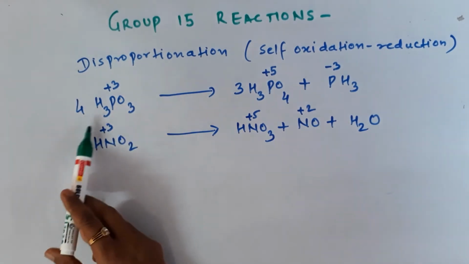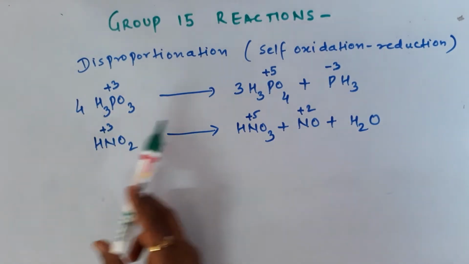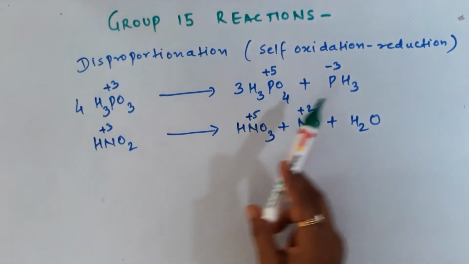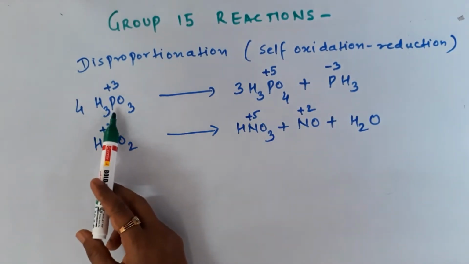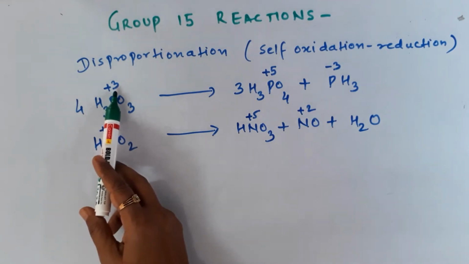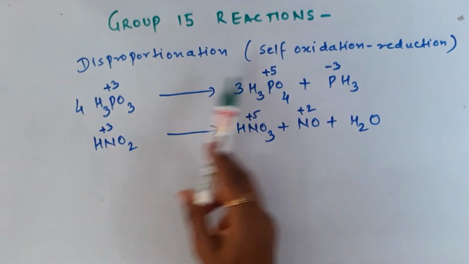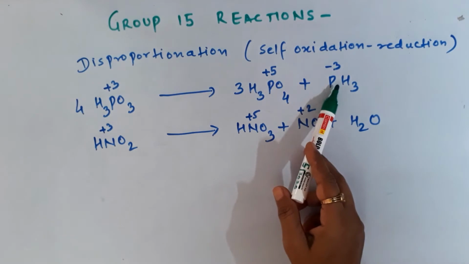The first disproportionation reaction is H3PO3 breaking down to give you H3PO4 and phosphine. So here you can see that the oxidation state of phosphorus is +3. It is getting oxidized to +5. It is getting reduced to -3.